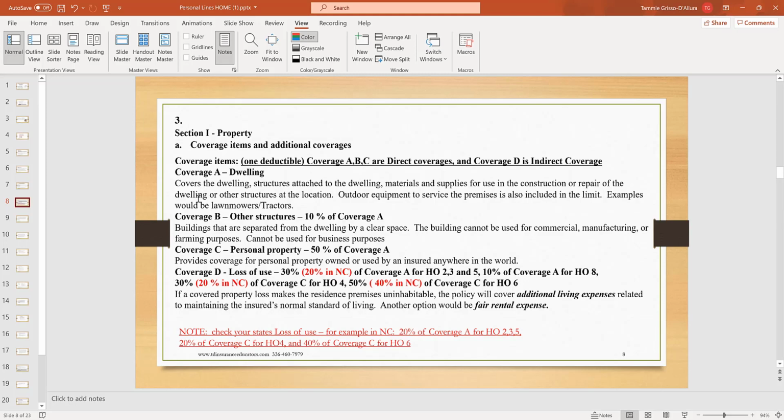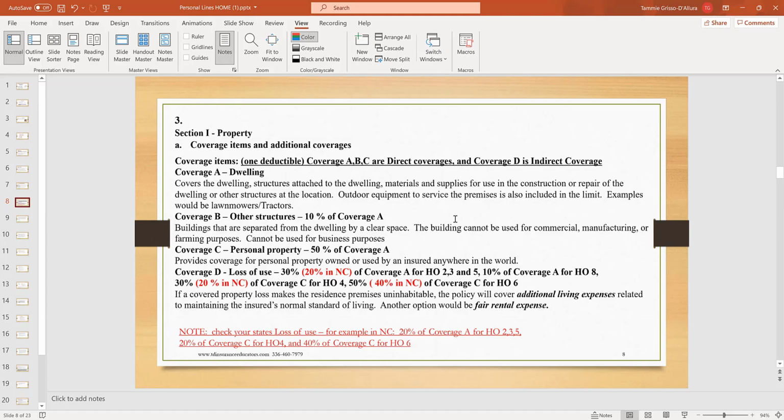Now, coverages A, B, and C are called your direct coverages. And we'll get to what direct coverages means as we do our terms and conditions a little bit later. And then your coverage D is going to be called your indirect coverage. And again, we'll go over that in just a little bit.